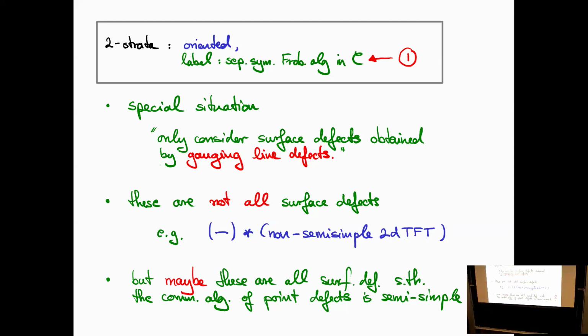Sorry. Yeah. Question. So when you tensor with any other TFT on the 2D defect, it's not going to interact with any other line and any other defect in the series. So is there a notion for which maybe if you mod out by this kind of tensoring, the defects you're describing are all possible surface defects in your theory?